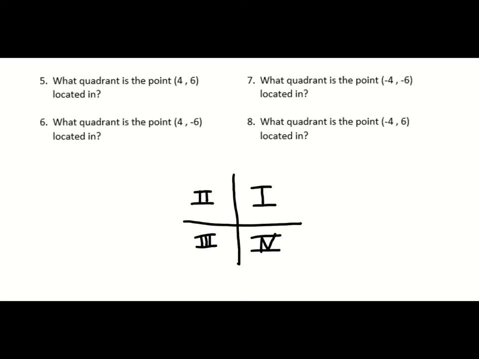For number 6, what quadrant is the point 4, -6 in? So again, if I think about starting at my origin, if I want to go 4, that means I'm going to the right, and then -6 would mean I'm going down. So I'm sitting here in quadrant 4. So number 6, we are in quadrant 4.